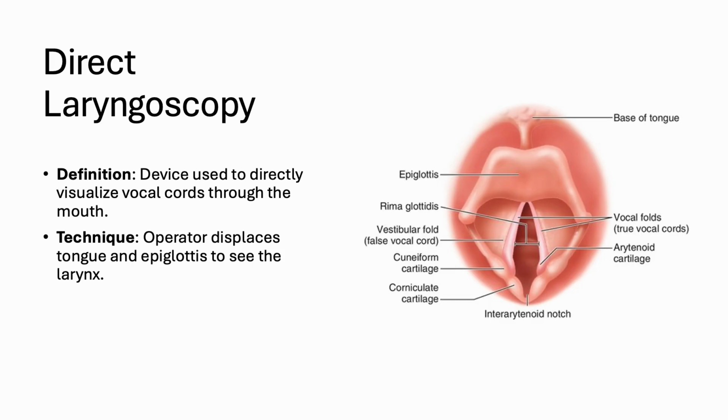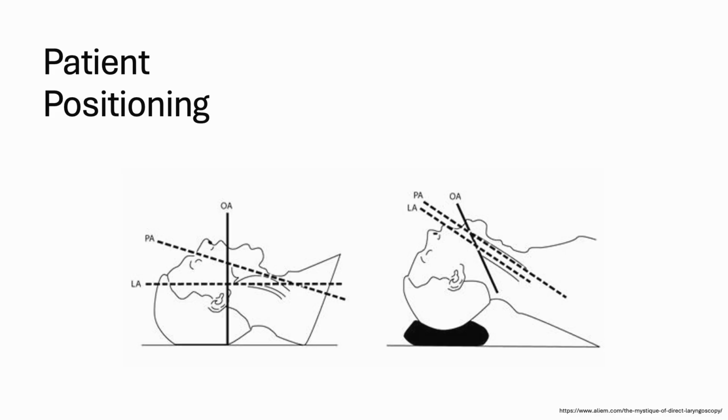Here's how it works. Patient positioning. Before starting, the patient's head and neck are positioned to facilitate visualization. This is often done by placing the patient in the sniffing position, where the neck is slightly flexed and the head extended. This alignment helps straighten the airway passages, making it easier to see the larynx.